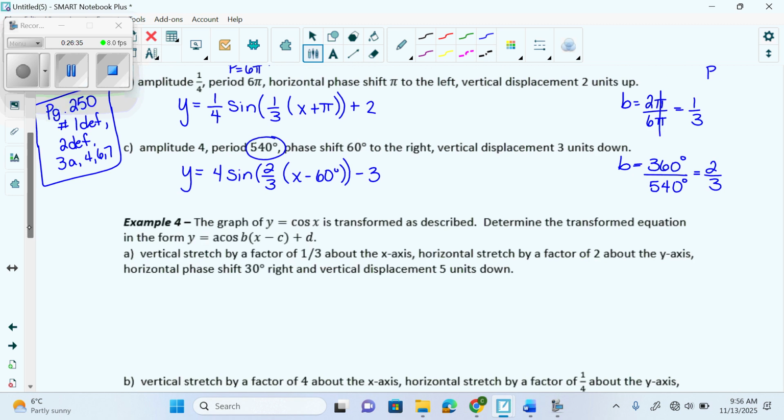This one is nicer than that one. Why? Just transformation. It's nicer if you're good at transformation. It's worse if you're not. So it'd be y equals 1/3 cos, horizontal stretch by 2, so a half. Horizontal phase shift 30 right, x minus 30 degrees. Vertical displacement 5 down.